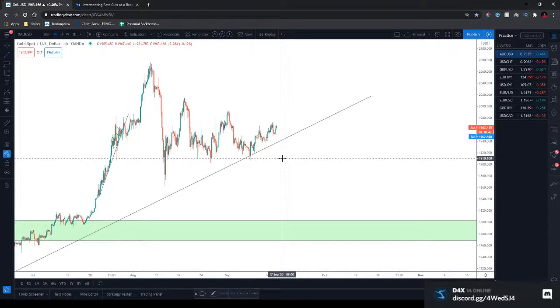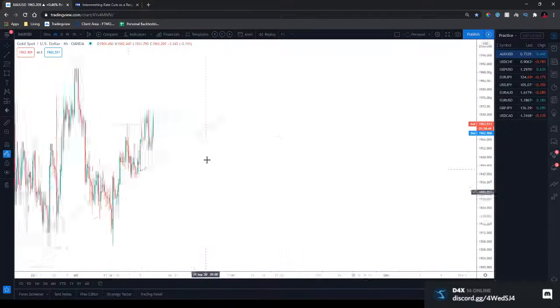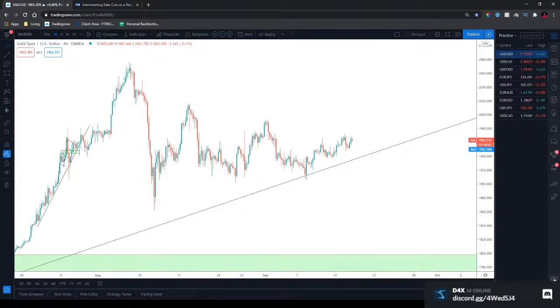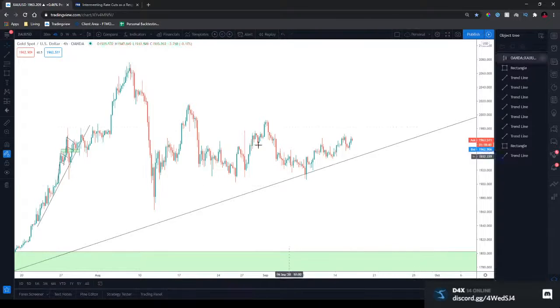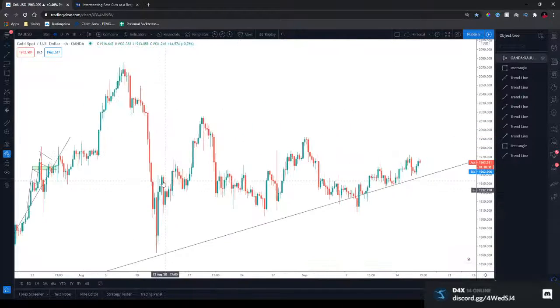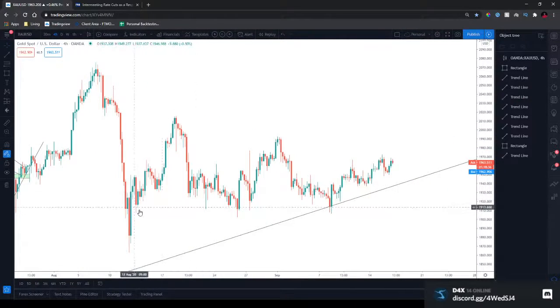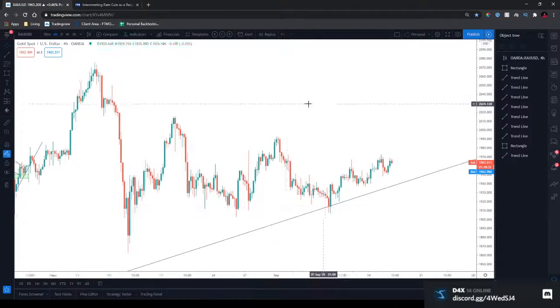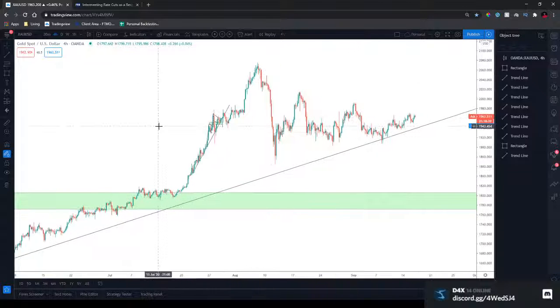Price has been respecting this level here. And I believe, do I still have the entry? I do not have the entry on here anymore. Our entries, I believe, right here at this level that price has been respecting for a minute so far.